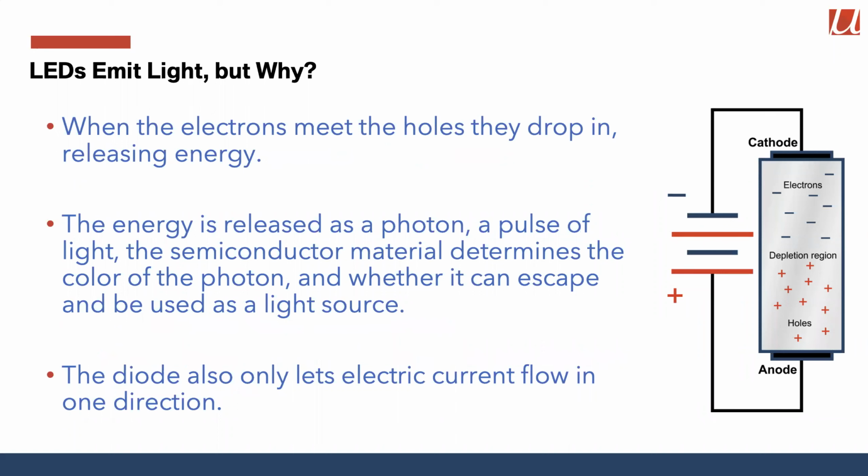But being positive and negative charges, those electrons and holes attract each other, and they end up meeting in that depletion layer, and the electrons drop into the holes to go back to a neutral state. And since the free electrons have higher energy than the electrons in the molecule itself, energy is released. The way that energy is released is as a pulse of light, a photon. And if the semiconductor is transparent to that color of light, and if it can be allowed to escape, it can be used as a light source.